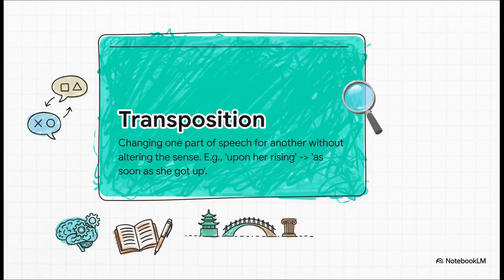First up, we've got transposition. This sounds technical, but it's something translators do all the time. It's basically changing the grammar without changing the meaning. You swap one part of speech for another. So a French noun phrase like de son lever, which is literally upon her rising, becomes a whole clause in English, as soon as she got up. Same meaning, but it just flows so much better in English, right?